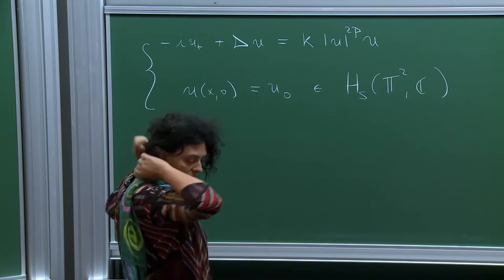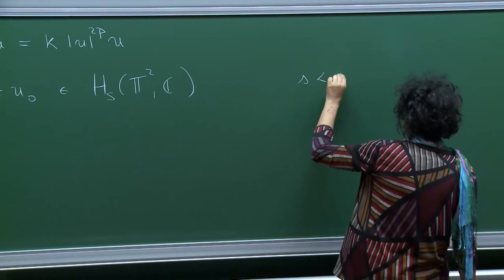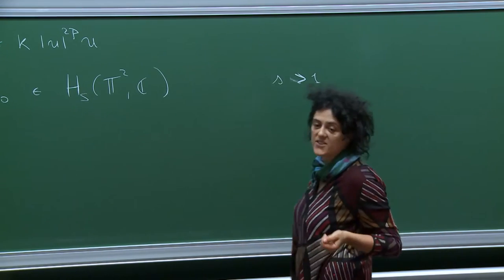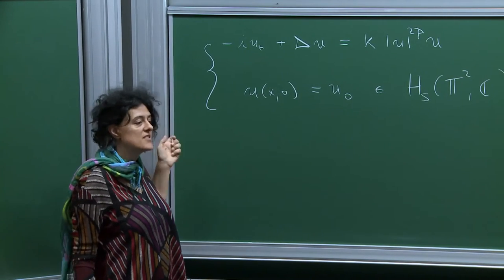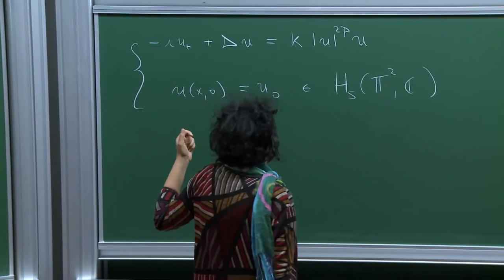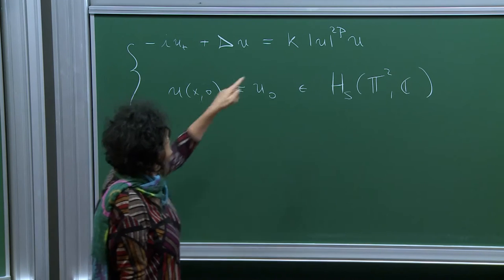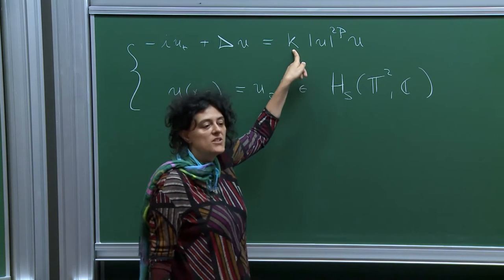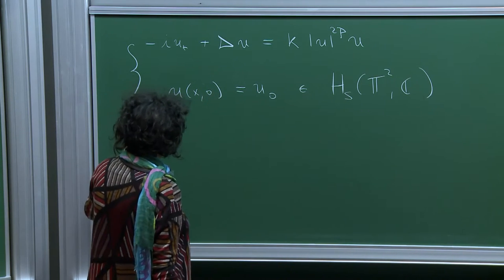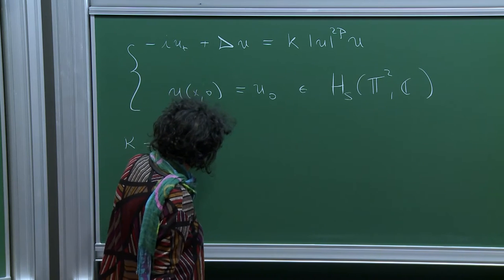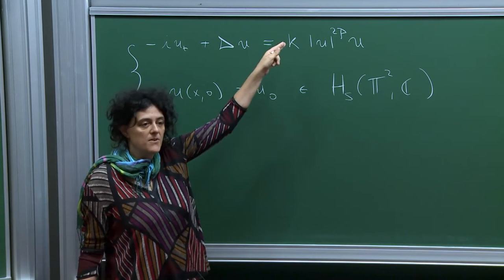Okay, so there's lots of work on these things, and I'm taking s larger than one, pretty regular initial data. There's lots of known work on well-posedness results, but I'm going to look at very specific questions, so I'm going to look at special solutions. Here, k is some parameter. Actually, the only important thing here is the sign, whether it's focusing or defocusing. And I'm going to stick to the defocusing case. But everything but the sign can be scaled out from this.